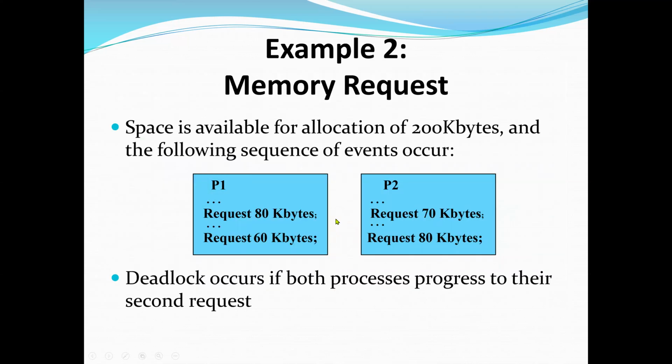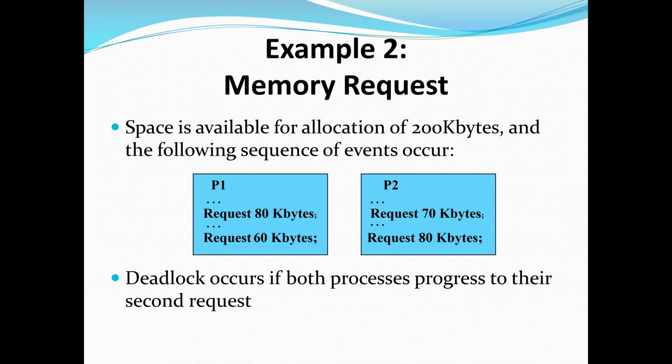Another example of a deadlock with reusable resources has to do with requests for main memory. Suppose the space available for allocation is 200 kilobytes, and the following sequence of requests occurs. P1 requests 80 kilobytes, then requests 60 kilobytes. P2 requests 70 kilobytes and requests 80 kilobytes. And remember, we have 200. Now, deadlock occurs if both processes progress to their second request.